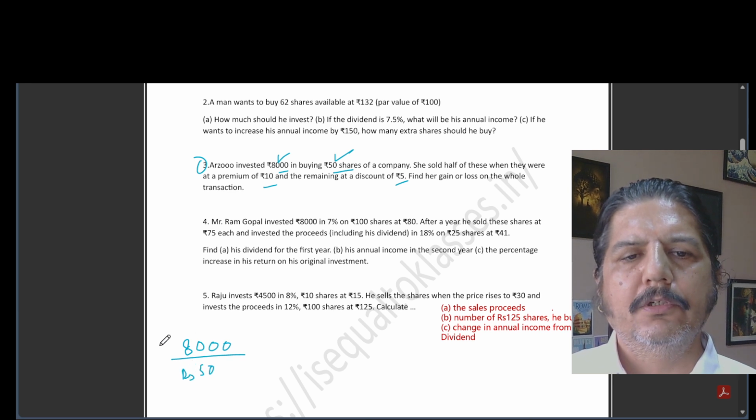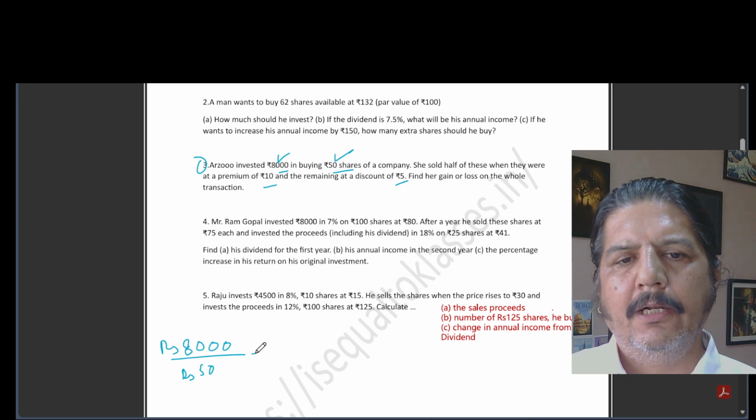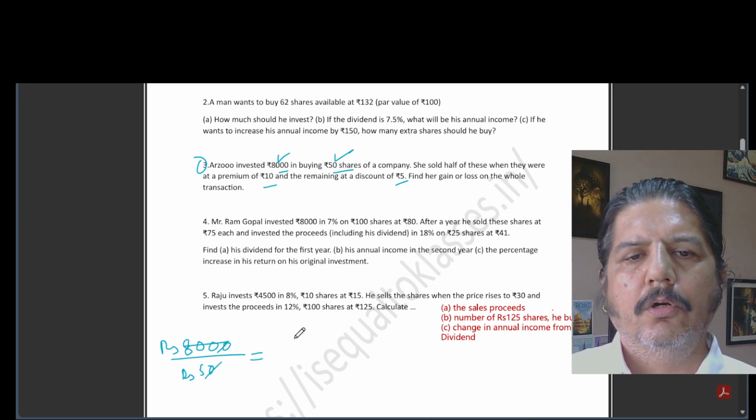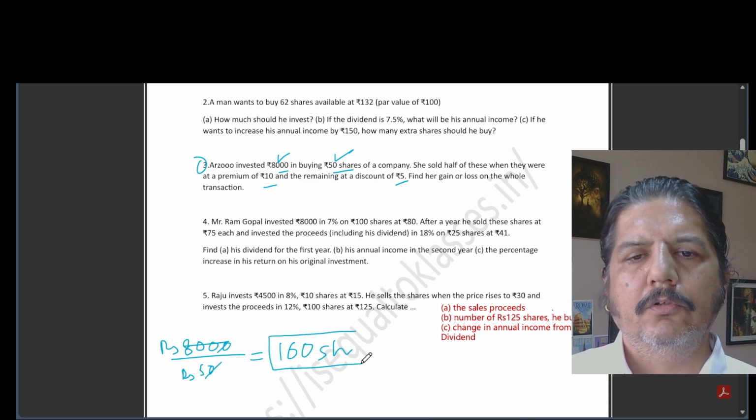So rupees 8,000 is the investment. They are available at rupees 50. So she has bought 160 shares. So this is what is clear.